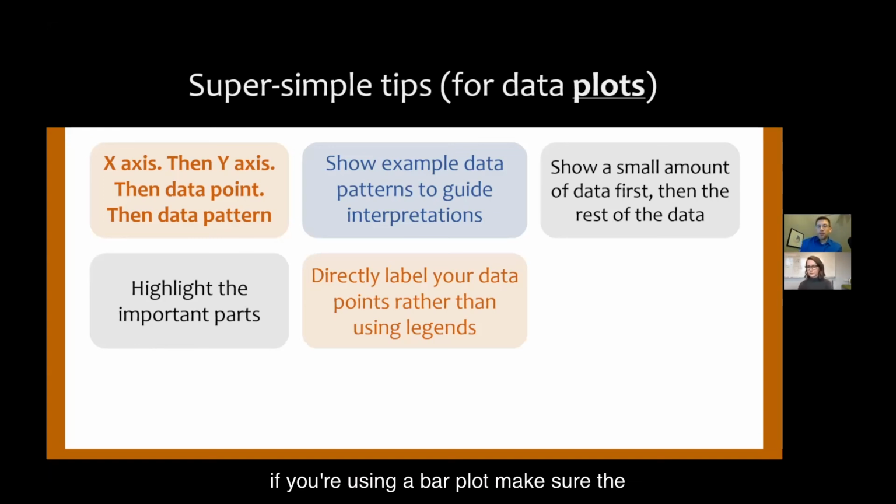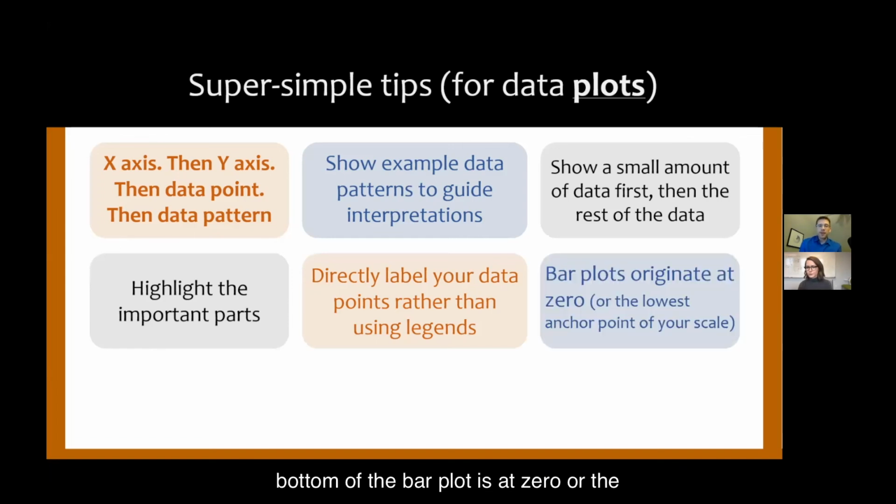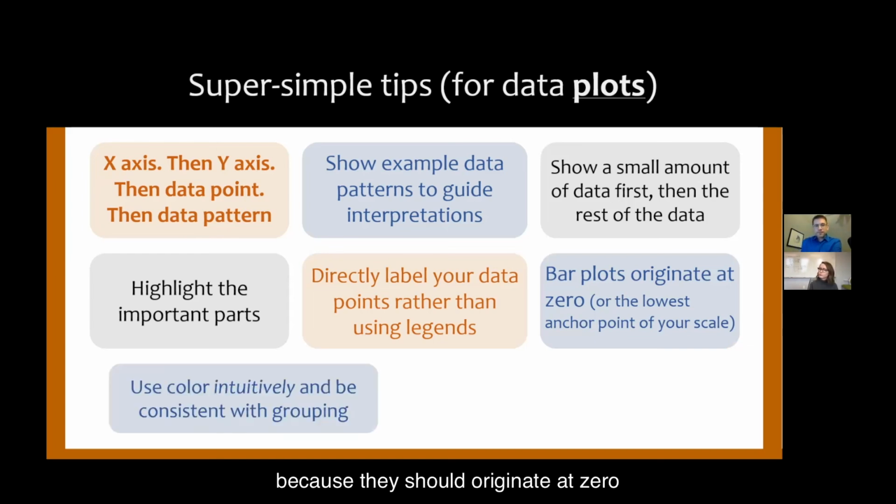If you're using a bar plot, make sure the bottom of the bar plot is at 0 or the lowest anchor point of your scale. If you don't do this, people might have skepticism as to whether you're trying to mislead them or trying to magnify things, because bar plots show you the proportional difference between the bottom of the plot and the top of your data point. That's what they show, that distance. If you just need to zoom in on a small difference, you can use point plots or box plots or something else, but not bars, because they should originate at 0.